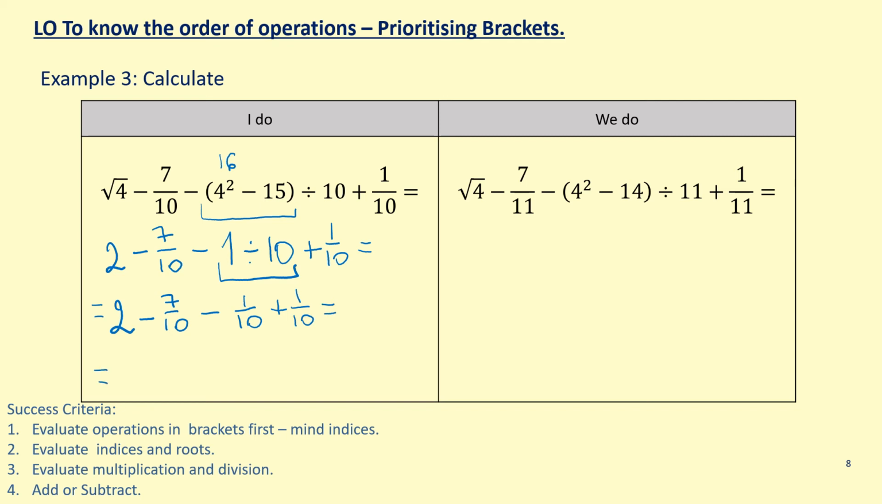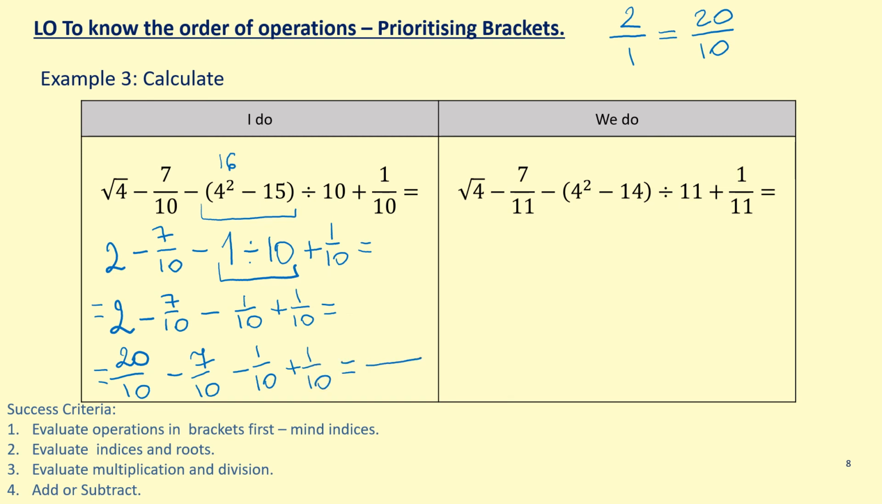So this is equal to, okay, so now I've got subtract, add. So I can work from left to right. So 2 take away 7/10. Well, I can do it straight away, or I can turn it into a fraction over 10. So 2 as a fraction is 2 over 1. If I want to make it over 10, it's going to be 20 over 10. So 20 over 10, take away 7 over 10, take away 1 over 10, plus 1 over 10.